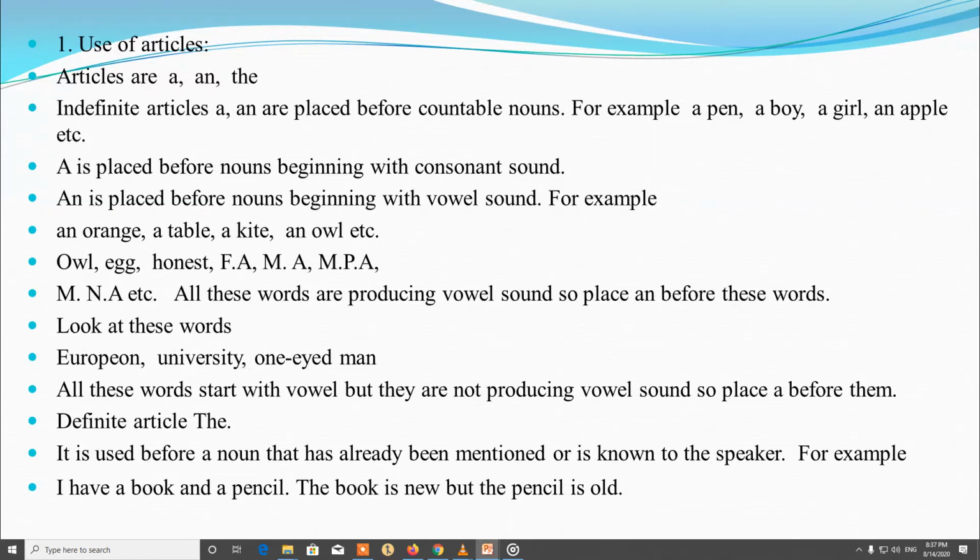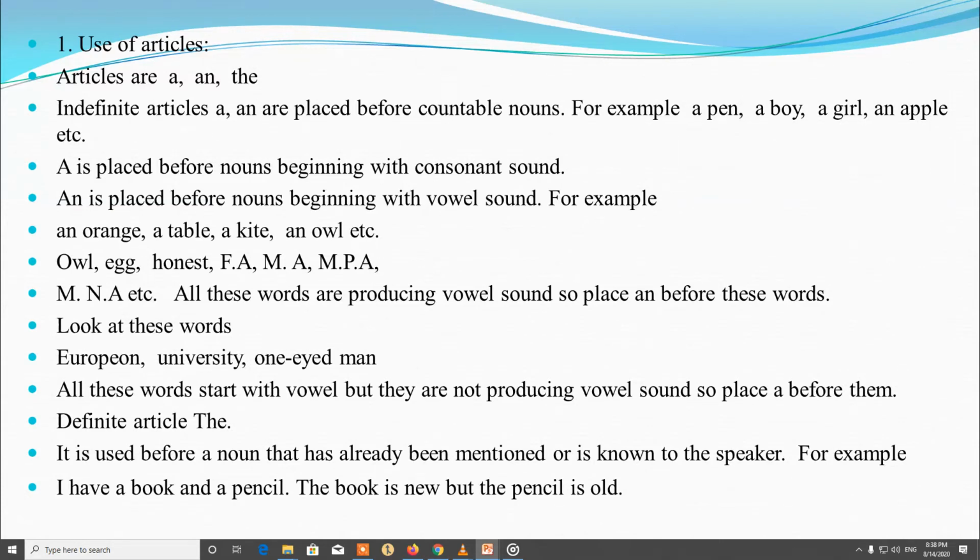Okay. Now come to the definite article the. It is used before a noun that has already been mentioned or is known to the speaker. For example, I have a book and a pencil. The book is new but the pencil is old. Definite article the is used before unique objects. For example, the sun, the earth, the moon, the world, the sky.